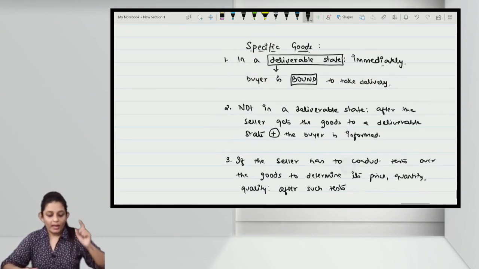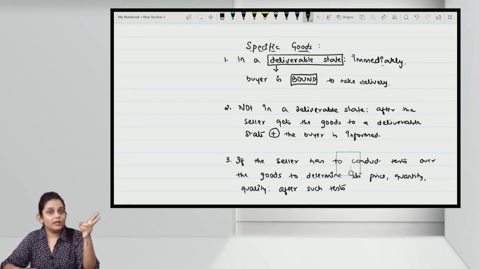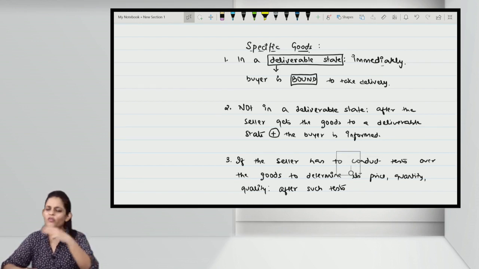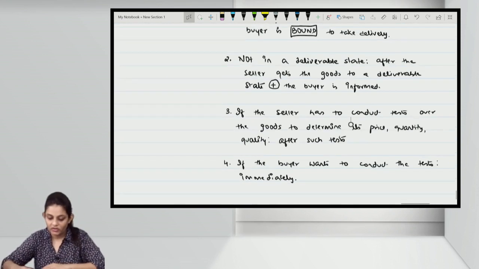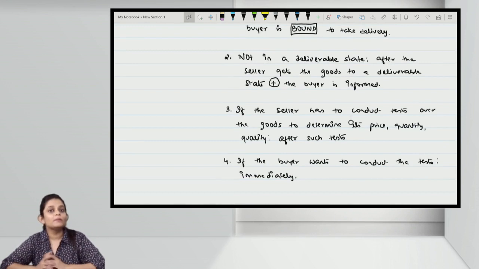Yes. So, in case of specific goods, if the goods are in a deliverable state, ownership is transferred immediately. If the goods are not in a deliverable state, ownership is transferred after they are brought to a deliverable state and the buyer is informed. If the seller has to conduct the test over the goods for any reason whatsoever, the ownership is transferred only after the tests are conducted. However, if the buyer has to conduct the test over the goods, the ownership is transferred immediately. Is it clear to everyone?